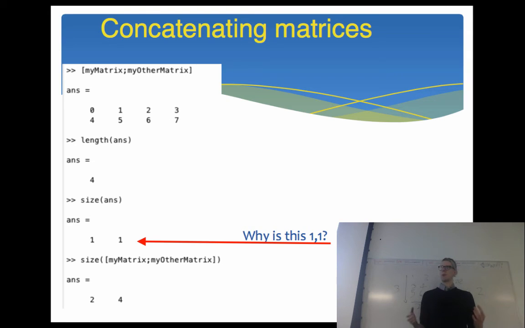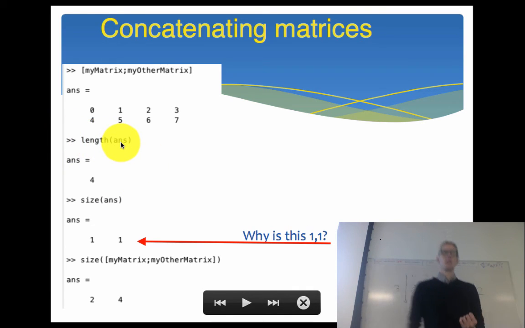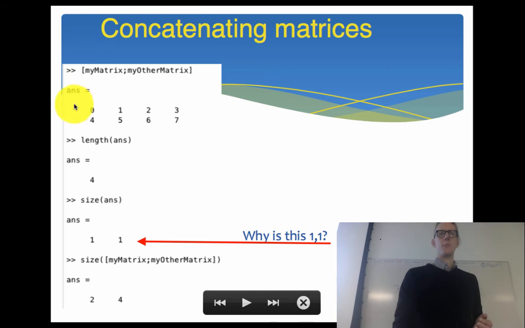Can everyone see why I'm getting 1, 1 back there? Some shaking, any nodding? The reason that this is returning 1, 1 rather than the 4 that we might expect is because the ANS variable has been updated in the line before. When I did length of ANS, it set a variable called ANS equal to 4. So now the ANS that we set up here has been erased. ANS is no longer this matrix. At this point in the code, ANS is equal to 4.